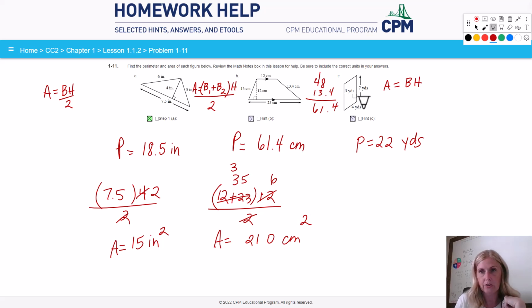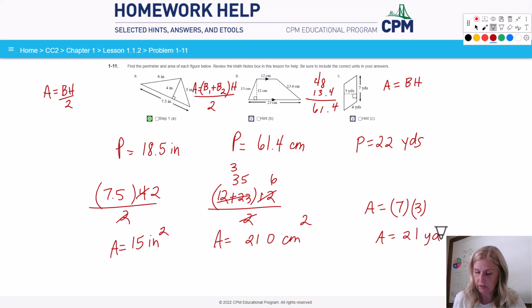Okay, look at our parallelogram. I just need base times height. If you turned this shape this way, that 7 would be the base that it's sitting on, and you can see that 3 yards would be that straight up and down height. So 7 times 3 equals 21 yards square.